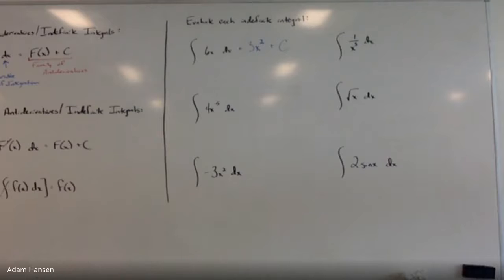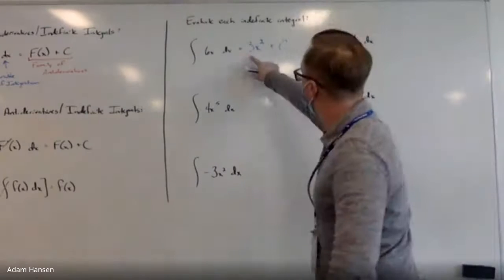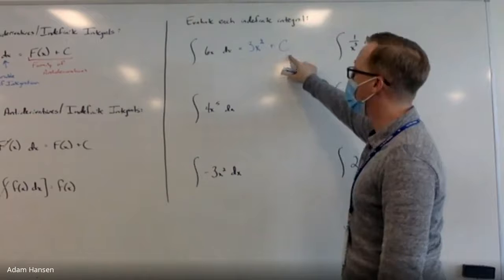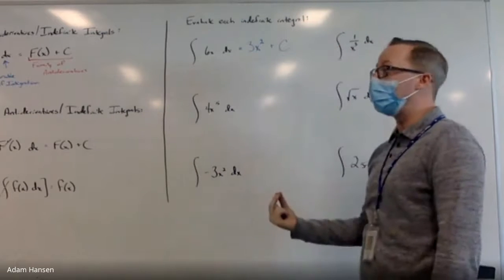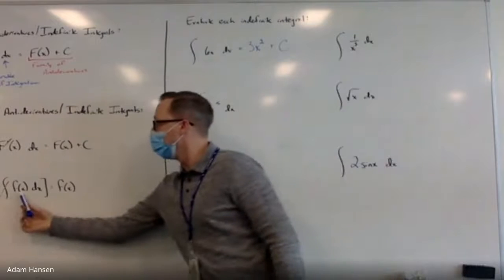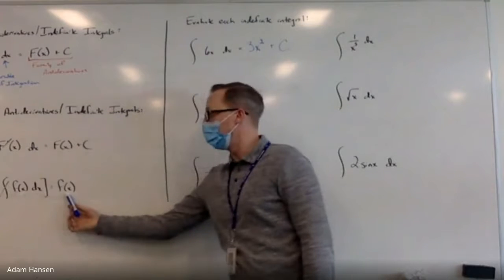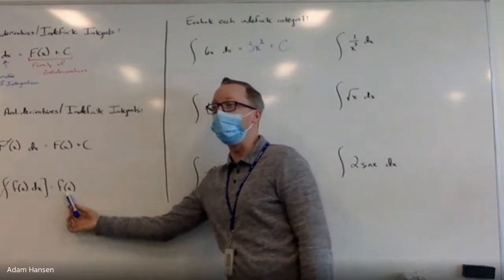Okay? If I take the derivative of 3x squared plus c, should I just get back to where I started? The derivative of the antiderivative, or the integral, just gets me back to where I started, the original function, using this property.